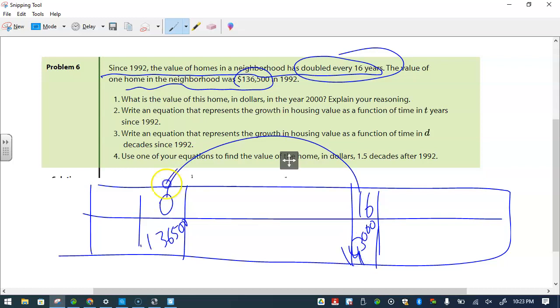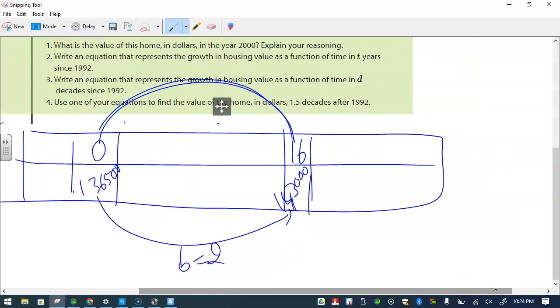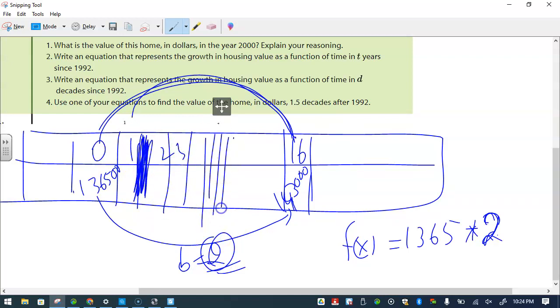So it doubles. So what is the growth factor for this? The growth factor is 2. b is 2. That means if you want to create a function for this, f of x is the beginning value here, 13650, and then times 2 raised to, so here the function is every 16 years. So this is for 16 years, right? If you want to know every year, there's 1, 2, 3, 4, 5, 6, 7, 8, 9, 10, 11, 12, 13, 14, 15, 16, right?